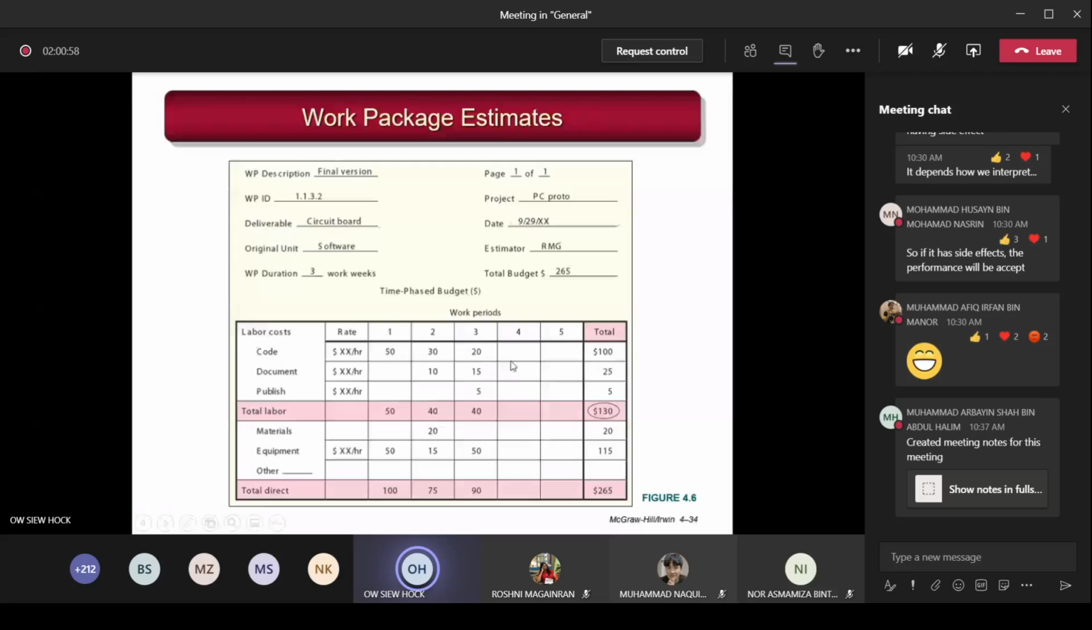So in week 1, what are the tasks that this labor has to perform? This is only coding, it does not involve documentation and publishing and so on. So you just put accordingly, and then you sum it up. This one, the total labor cost, is 130. And then next, the material resources the person needs to use when doing the coding, documentation, and publishing. So what are the equipment and so on? These are resources required, and you sum up this one here, and the total is 265.